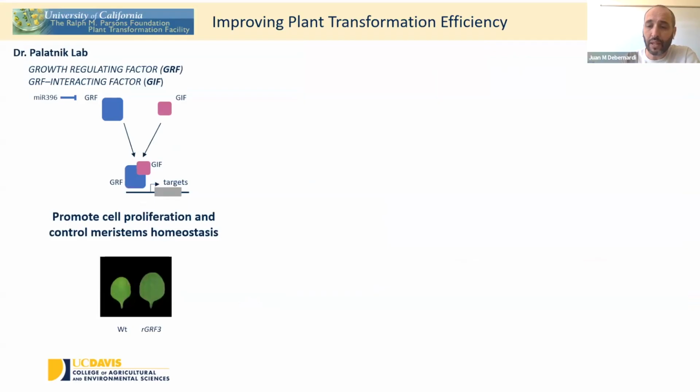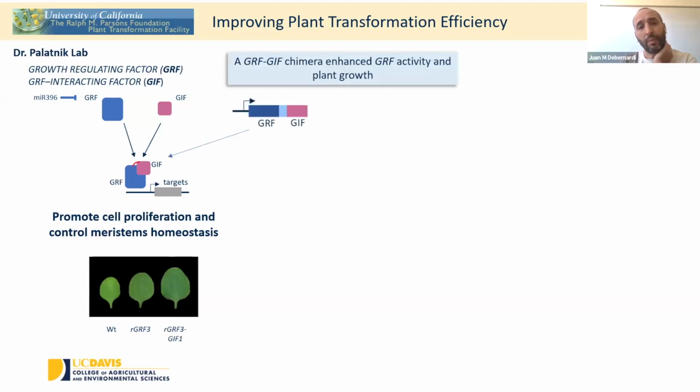This is interesting because it's an example of translational science from Arabidopsis. I did my PhD studying these genes in Arabidopsis in the laboratory of Javier Palatnik. We were studying the regulation of GRF transcription factors by microRNA 396, and these transcription factors form a complex with a coactivator called GRF-interacting factor, GIF. And this complex, we found in Arabidopsis, controls cell proliferation and meristem homeostasis.